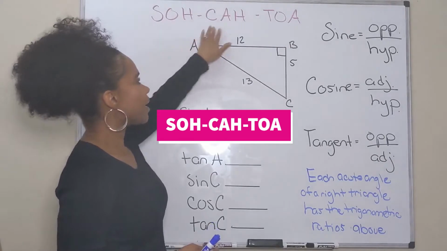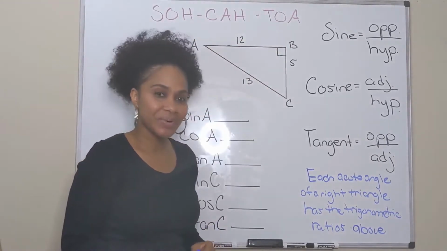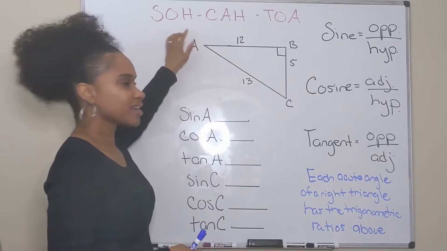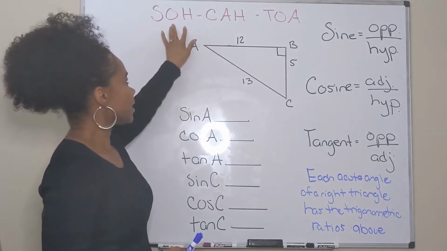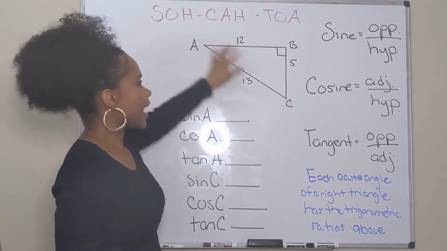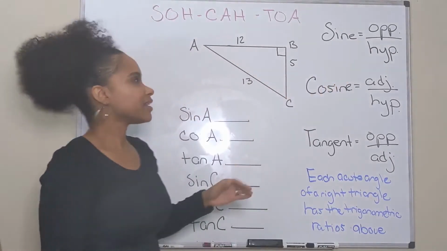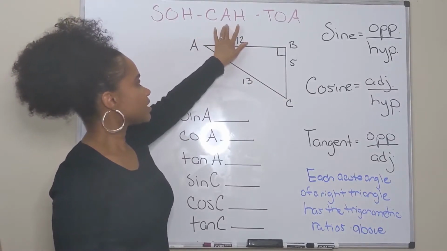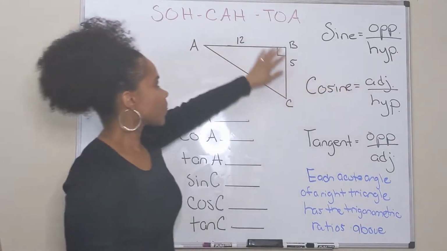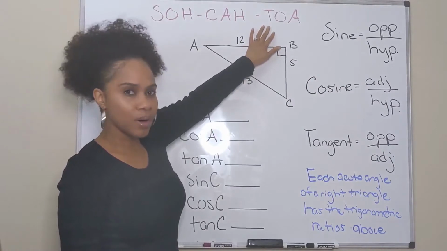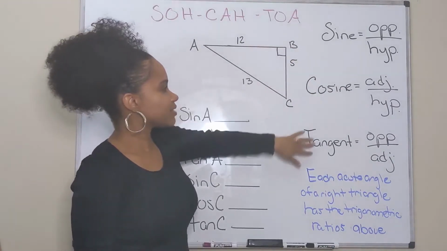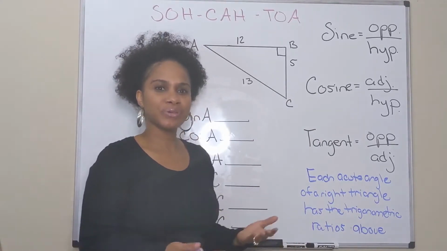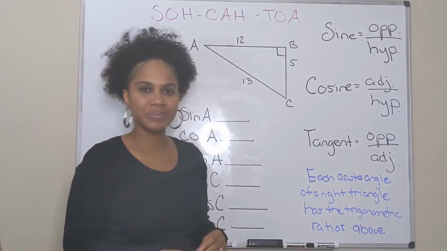It's called SOHCAHTOA. Sounds very weird, but it works. So S-O-H, the S stands for sine, and that is opposite over hypotenuse. Cosine, for the C, adjacent over hypotenuse. And tangent, TOA, opposite over adjacent. Sounds a little weird at first, but the more you use it, the more you remember these trigonometric ratios.